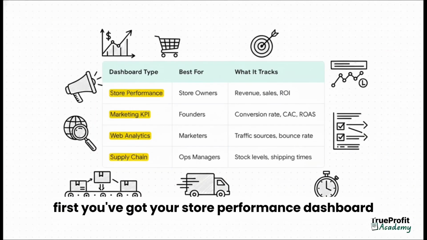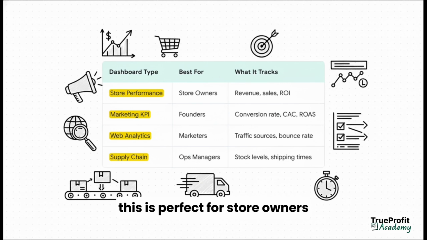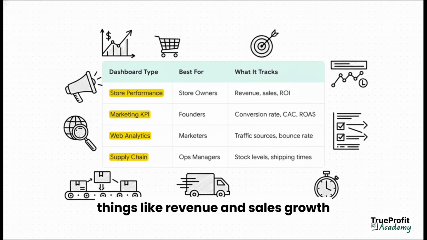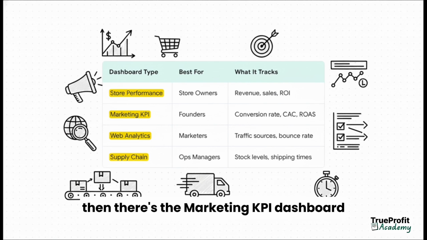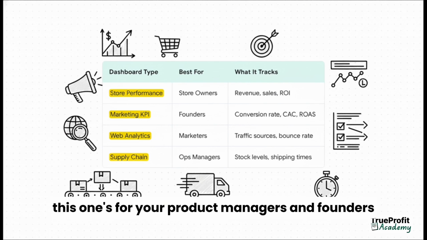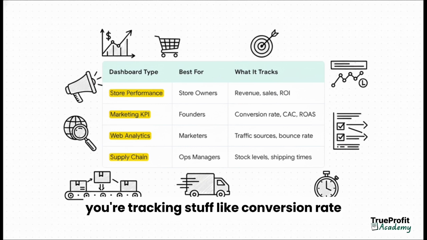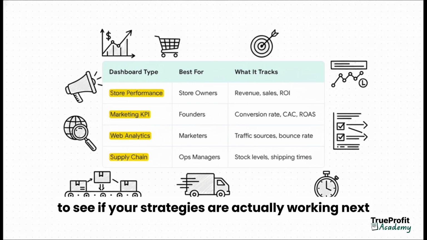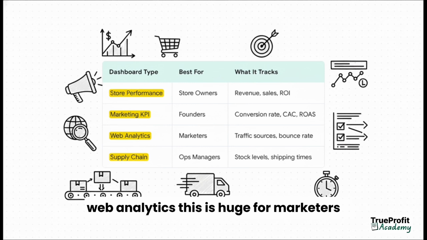First, you've got your store performance dashboard. This is perfect for store owners, solopreneurs. It gives you that quick pulse check on your store's health, things like revenue and sales growth. Then there's the marketing KPI dashboard. This one's for your product managers and founders. You're tracking stuff like conversion rate, customer acquisition cost, you'll hear that called CAC, and ROAS to see if your strategies are actually working.